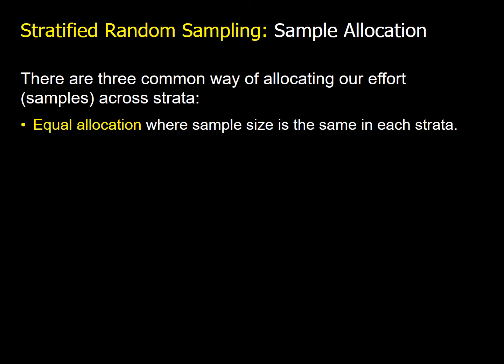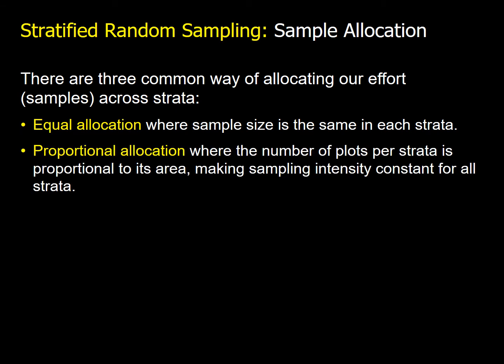There are three sample allocation approaches we will look at. The first approach is equal allocation, where the sample size is set equally for each strata. The calculation for this process is fairly simple, where we say that the number of samples in each strata is equal to the total number of available samples divided by the number of strata.